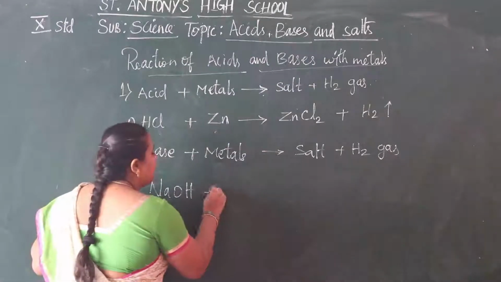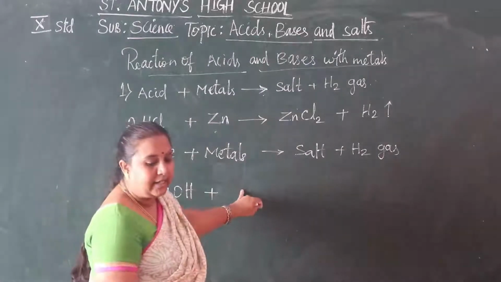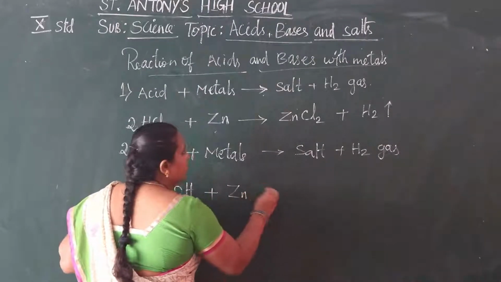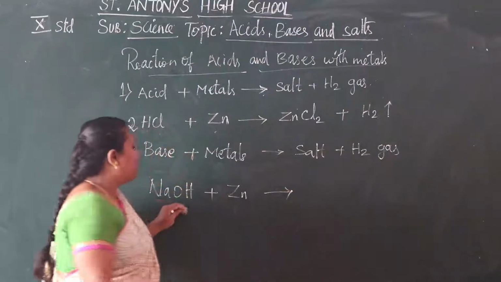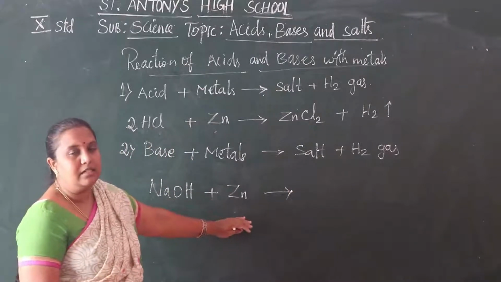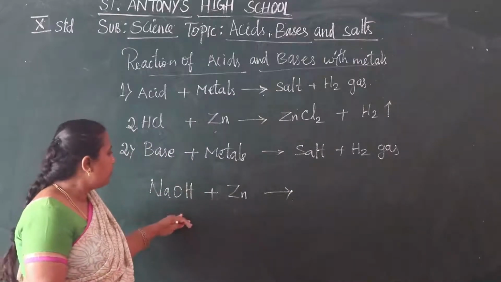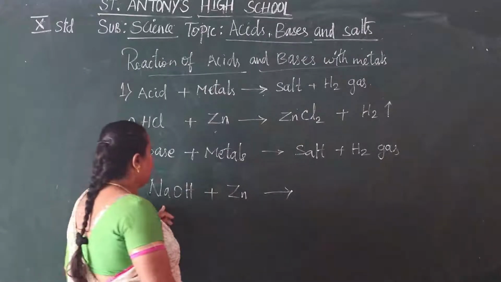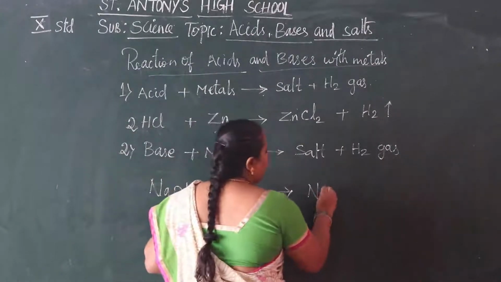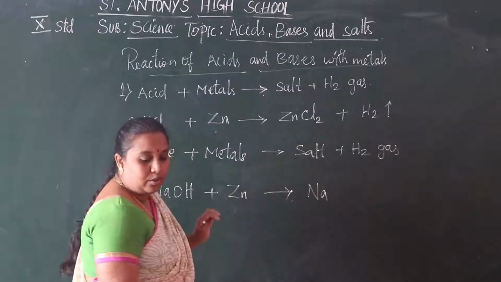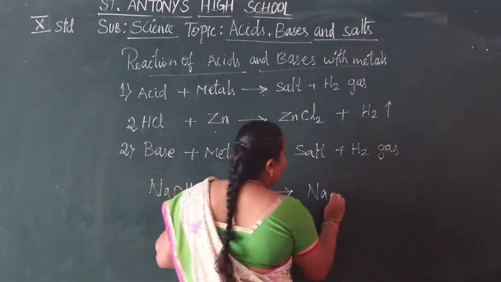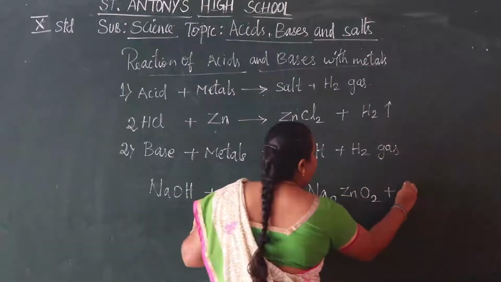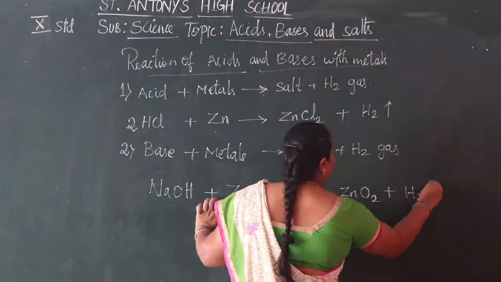Sodium hydroxide plus metal. Here we can take the metal zinc. So sodium hydroxide reacts with the metal zinc. It gives sodium zincate, Na2ZnO2, plus hydrogen gas evolved.